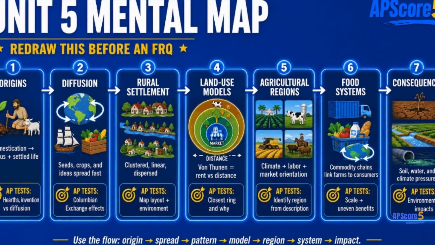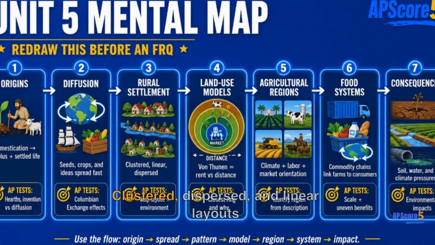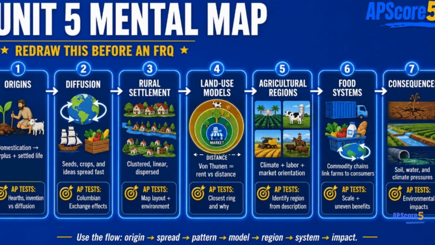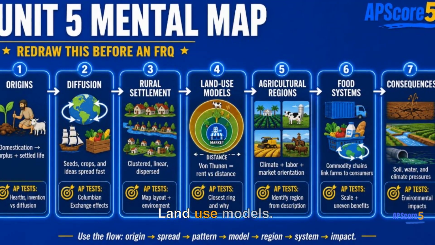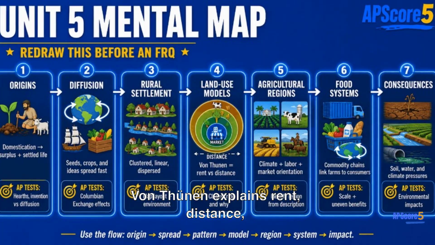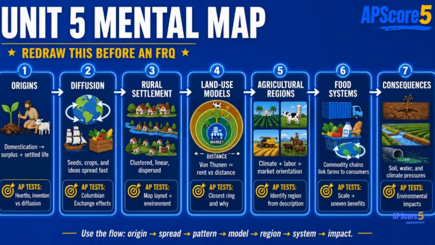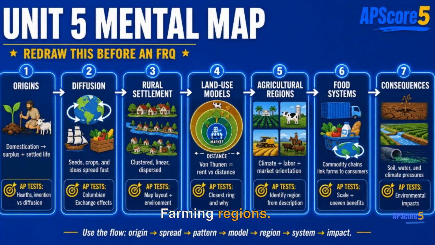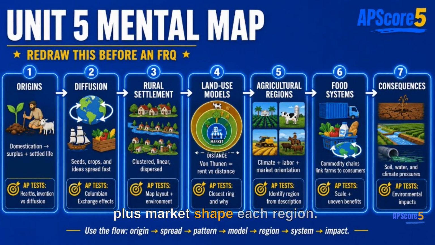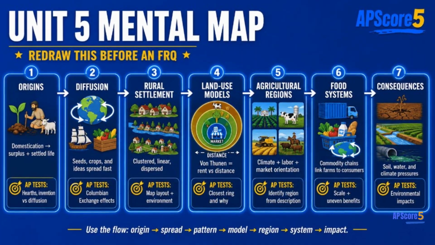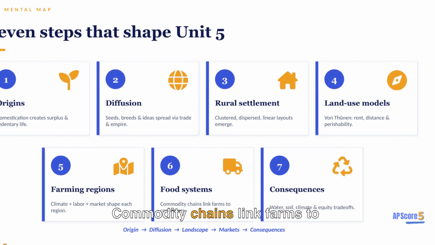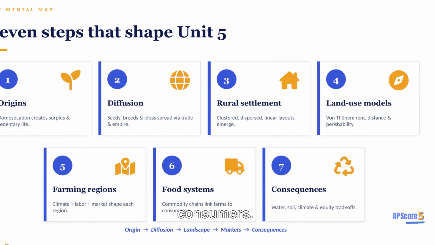3. Rural settlement. Clustered, dispersed, and linear layouts emerge. 4. Land use models. Von Thunen explains rent, distance, and perishability. 5. Farming regions. Climate plus labor plus market shape each region. 6. Food systems. Commodity chains link farms to consumers.